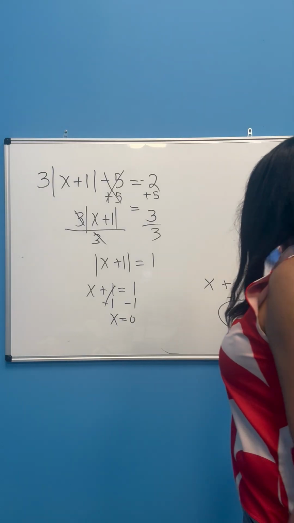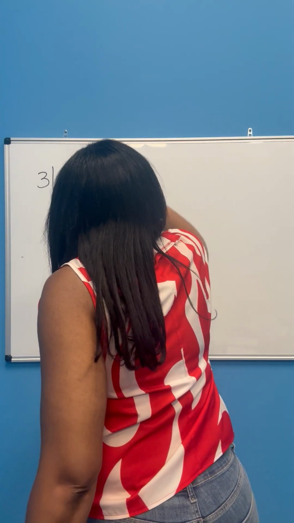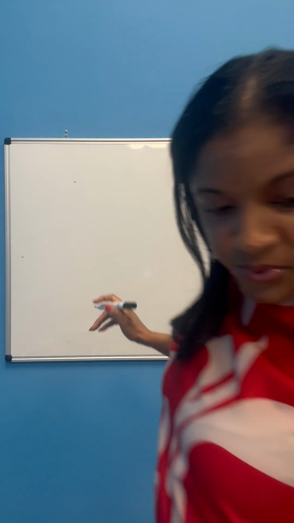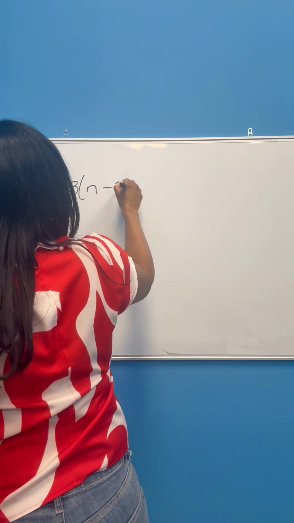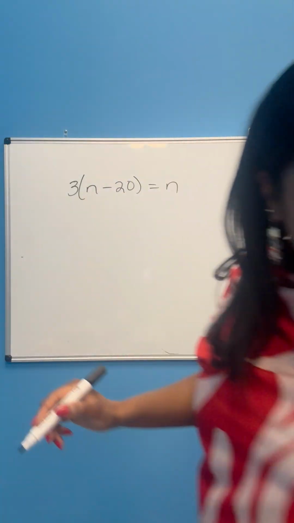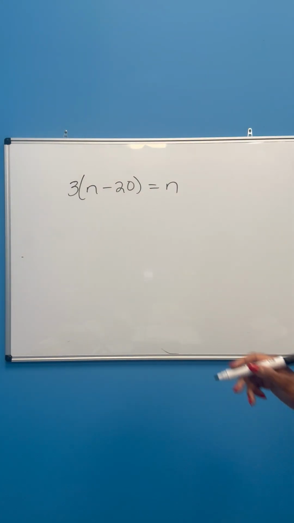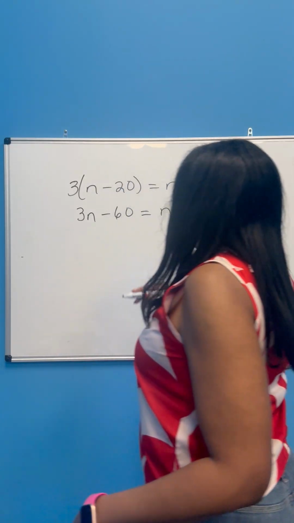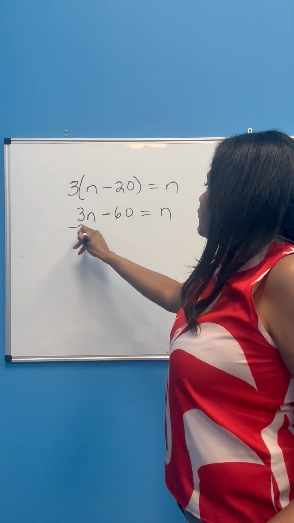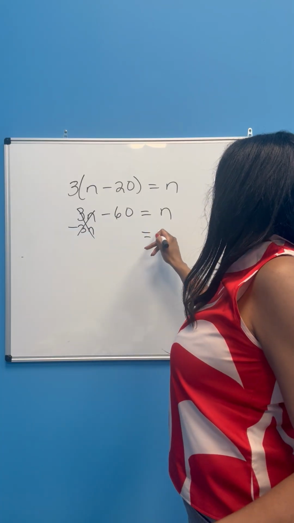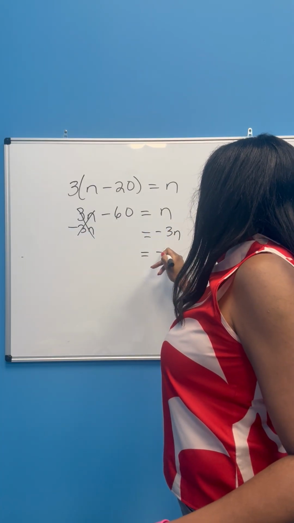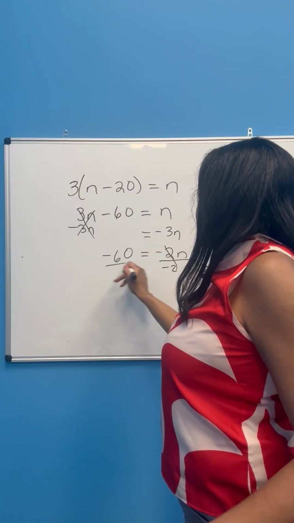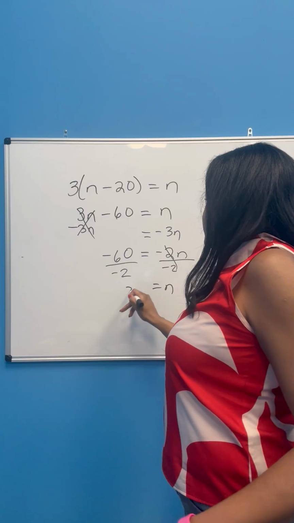All right, here's another one. So we have 3n minus 20. This one is not too challenging, I don't think. You just have to solve for this, and again, you can pause the video if you think you're able to do this on your own. I probably would move the 3n over to this side to save time. Then I can divide by negative 2 on both sides, and I get n equals 30.